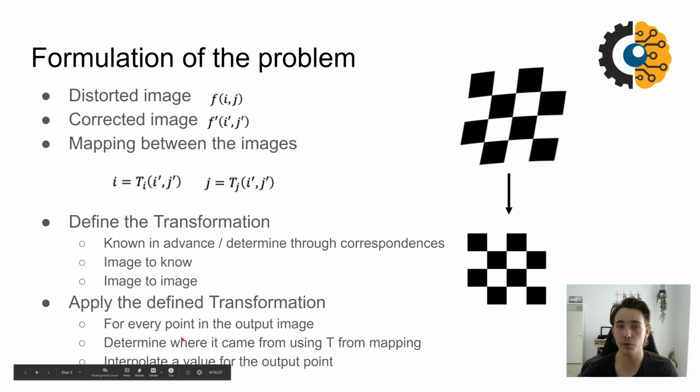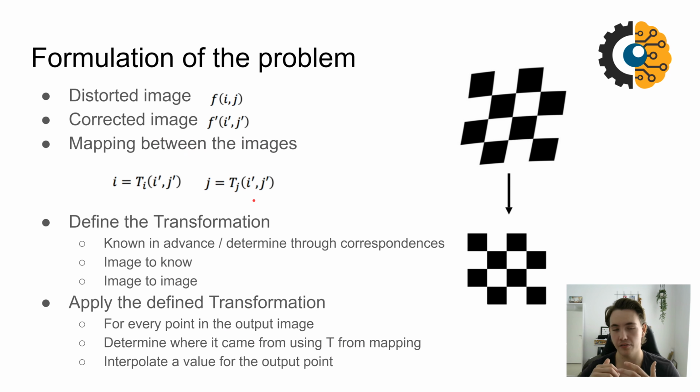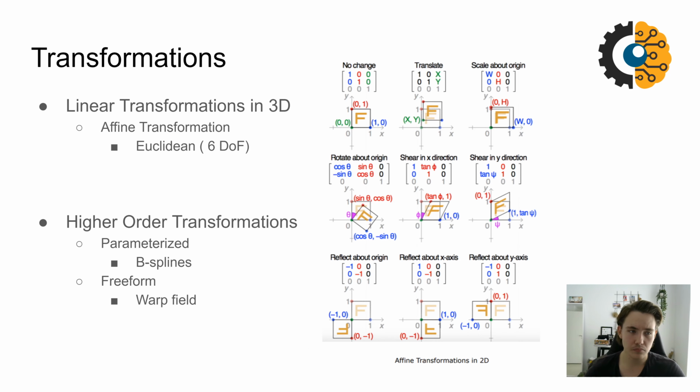So, in the end, when we have defined the transformation that we want to apply, we then need to apply it to our image. We apply it for every point in the output image, and we determine where it came from using the transformation mapping, like up here. Then we can interpolate a value for the output point, and there are different methods for that, which I'm also going to show you in the slides here.